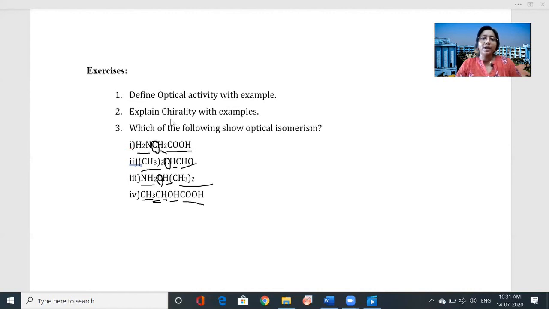So our correct answer is the last one. I hope you have understood stereochemistry very well, that is the first lecture of stereochemistry. So now I am ending the session.